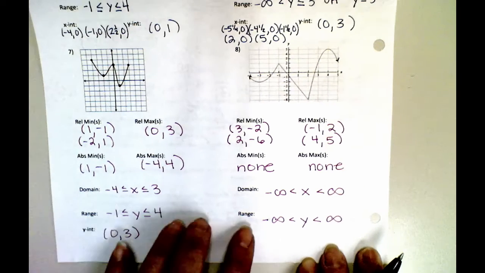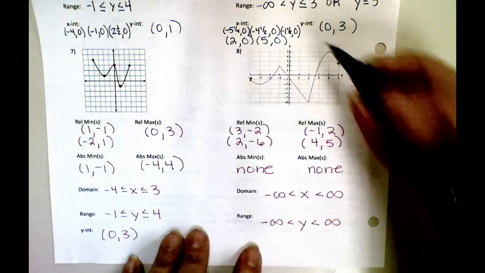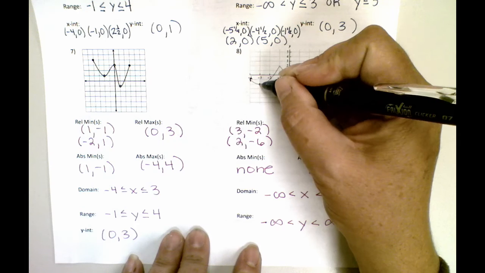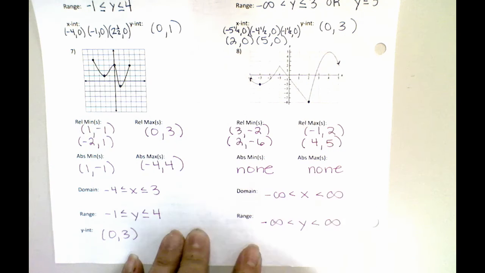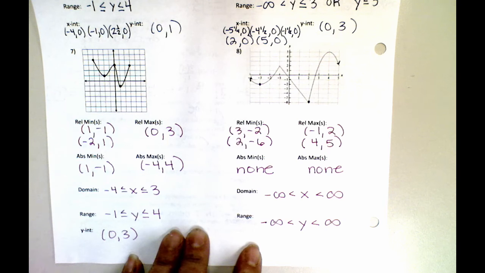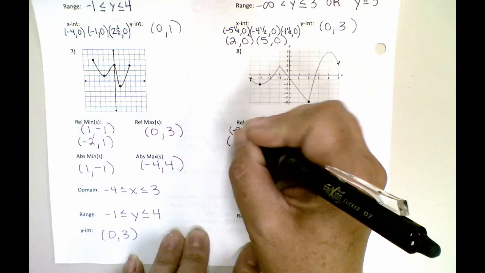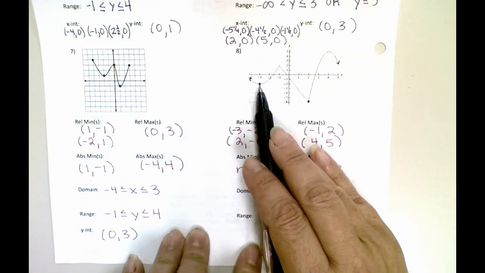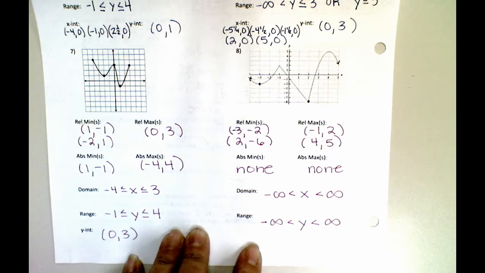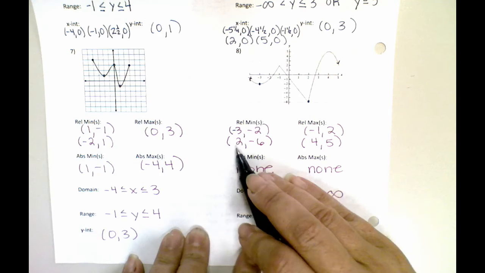On number 8, relative mins. There is the bottom of a valley here, bottom of a valley here. Those are the 2 points that I have listed. So 3, oops, and I messed that up. -3, -2 is the ordered pair that goes here. Then this guy is at 2, -6.